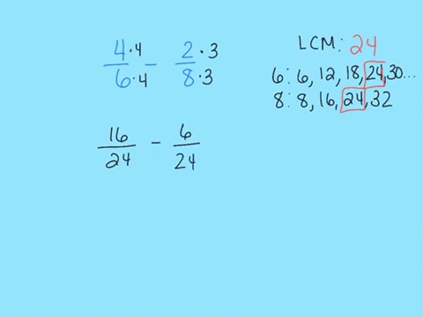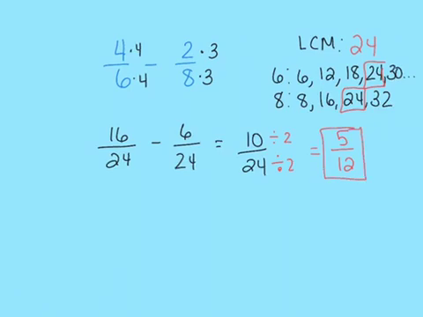So now I have 16/24 minus 6/24. Altogether, that's going to give me 10/24. And remember that with subtraction, these don't automatically reduce up front, so I'm going to go ahead and reduce those. You can see that both of those are even, which means I can cut them both in half, so I'm going to start there and divide both by 2. So 10 divided by 2 is 5, 24 divided by 2 is 12. Those don't have any more common factors, so my final answer is 5/12.